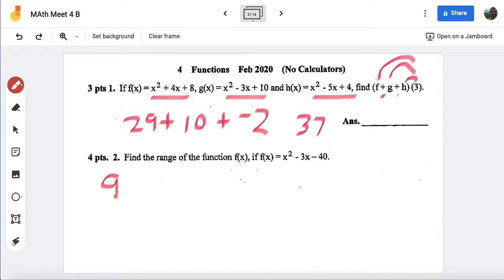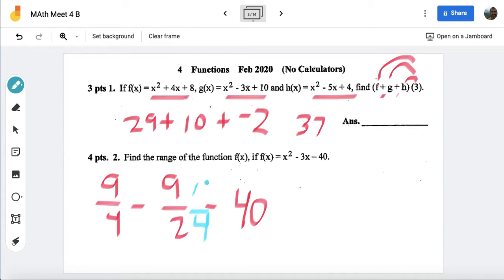3 over 2 squared is 9/4, minus 3 times 3 over 2, which is 9/2, minus 40. Whatever this comes out to will be the y value. Let's change this into fourths. If that's to be a fourth, I have to double it, so this would be 18. 9/4 minus 18/4 is -9/4. That's about -2 1/4. So -2 1/4 minus 40 is -42 1/4.